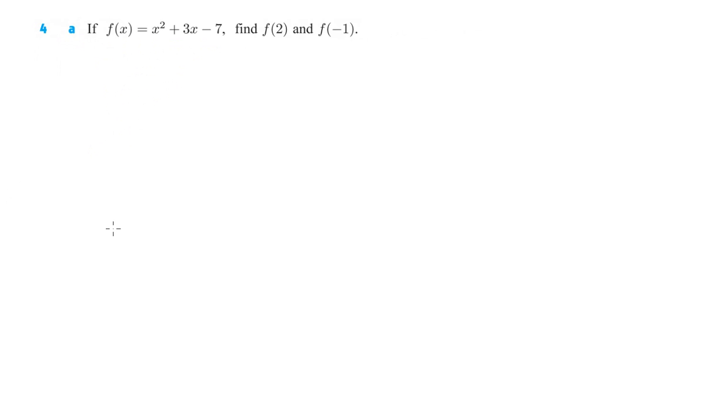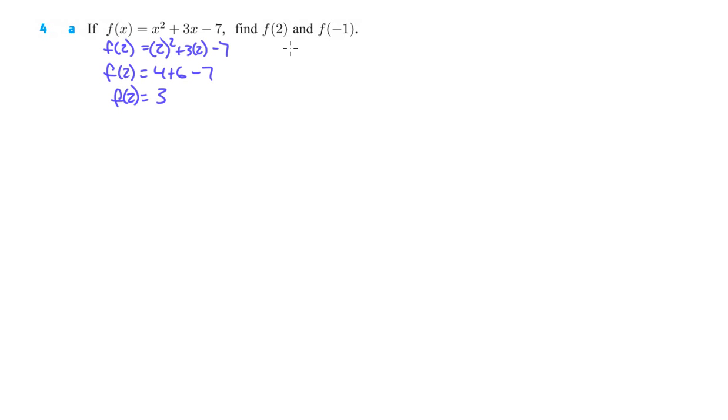Number 4, if f of x equals x squared plus 3x minus 7, find f of 2 and f of negative 1. So here's what I'd like to look at with this. So we have f of x, now they're saying find f of 2. So what's changed from this to this? The x's have turned into 2, so these x's here are also going to turn into 2. So this will be 2 squared plus 3 times 2 minus 7. So f of 2 is 2 squared is 4, 3 times 2 is 6, minus 7, 4 plus 6 is 10, minus 7 is 3. So f of 2 is 3.